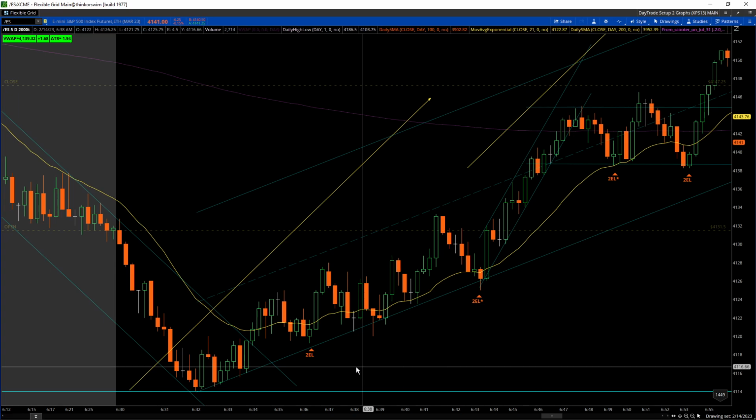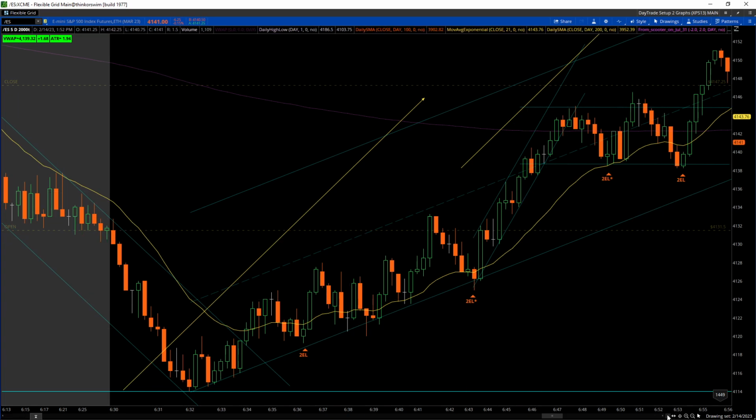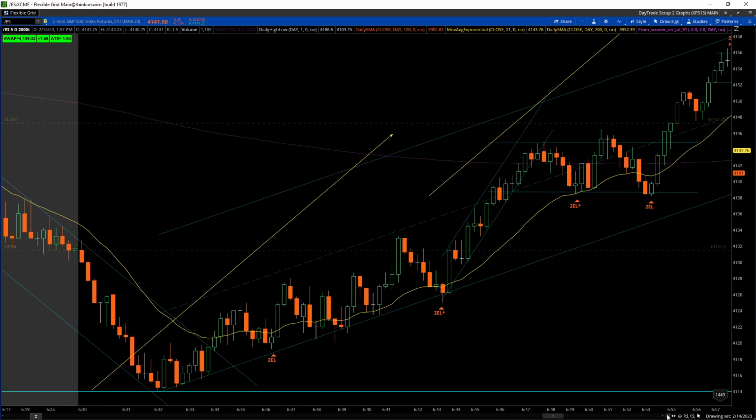So here you can see there's already like 4 decent setups that I pretty much sat on my hands on. And it did give me feelings of FOMO for sure. Like I missed out on some potentially good trades.